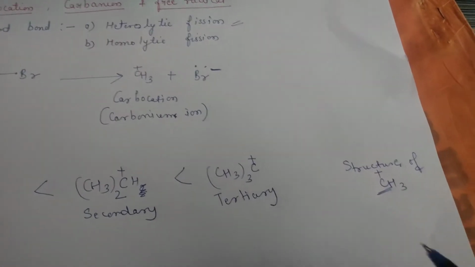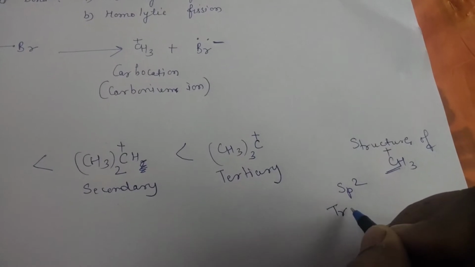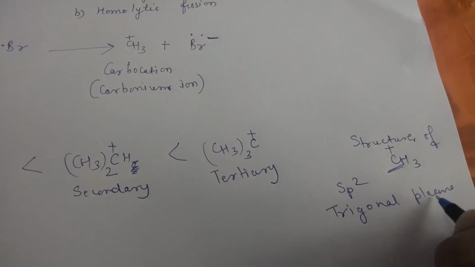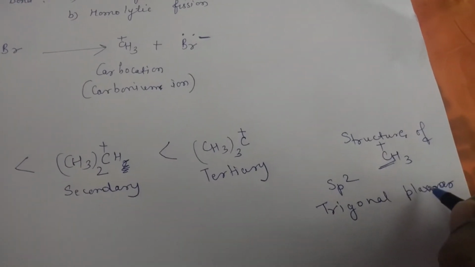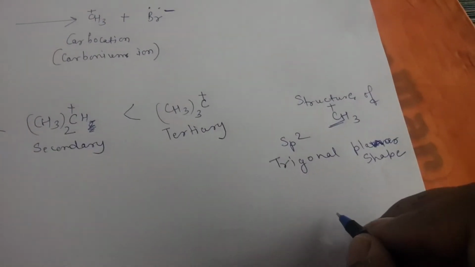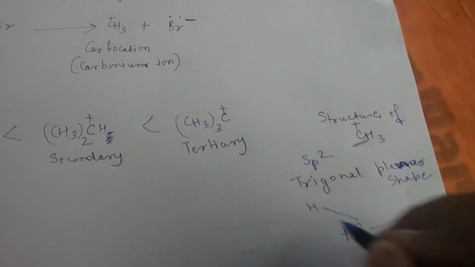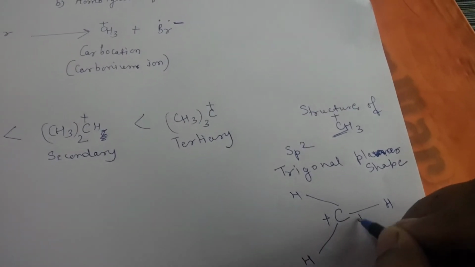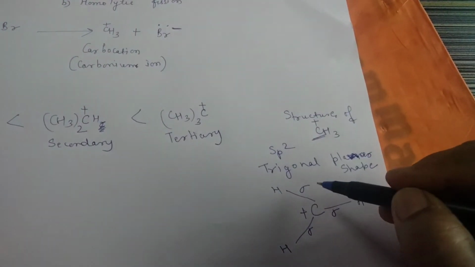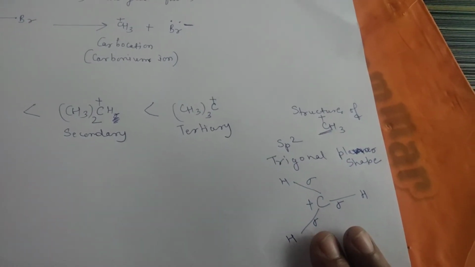Now the structure of carbocation, structure of methyl cation. In methyl cation, this C plus is sp2 hybridized and its shape is trigonal planar. So this is C with positive charge, here one H and here H. In this way is its shape, all are sigma bonds. Now about hybridization, students, sp, sp2, sp3, sigma and pi bonds, you will study under the topic hybridization. Here you can make its shape like this.